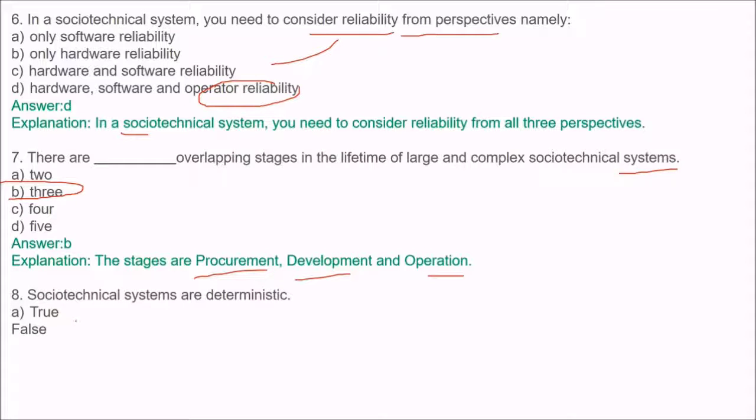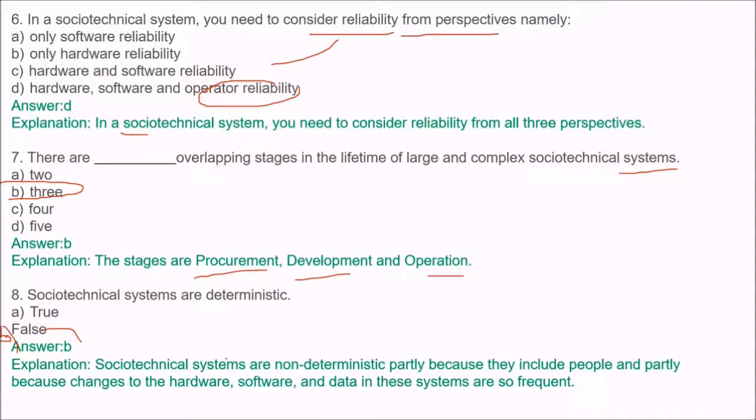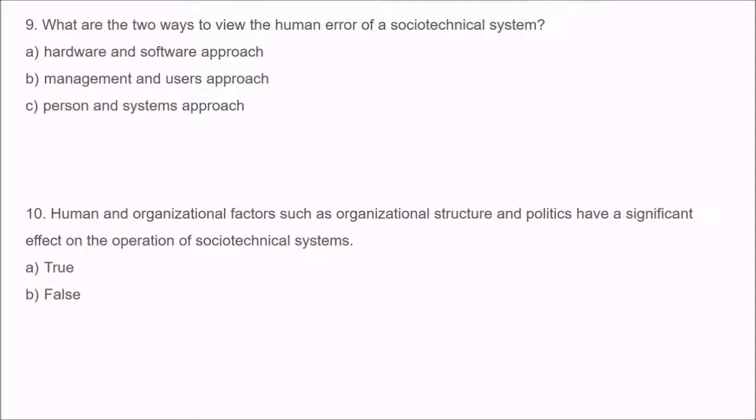Next is socio-technical systems are deterministic, A or B. Are they deterministic? The answer is false, because socio-technical systems are non-deterministic, partly because they include people, and partly because the changes to the hardware, software and data in these systems are so frequent. You cannot determine them, they are non-deterministic because they include people, and changes to hardware, software and data in these systems are very frequent.